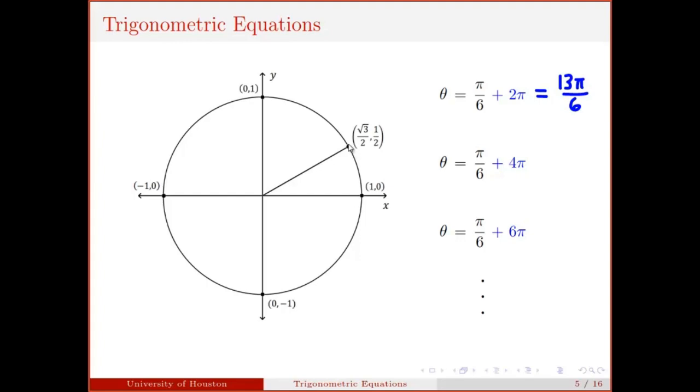Similarly, if we add 4 pi to this angle, we travel twice around the circle and return to the same point. This corresponds to the angle 25 pi over 6. If we add another 2 pi to this angle, we obtain the angle 37 pi over 6. Observe that the sine of all of these values is 1/2, since each of these angles corresponds to this point on the unit circle.